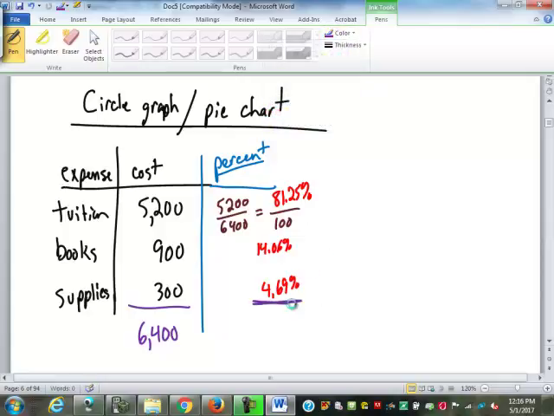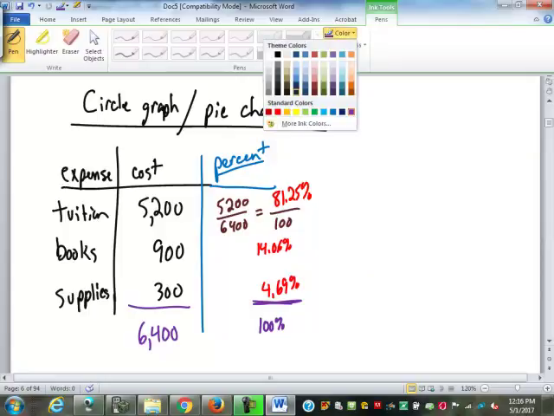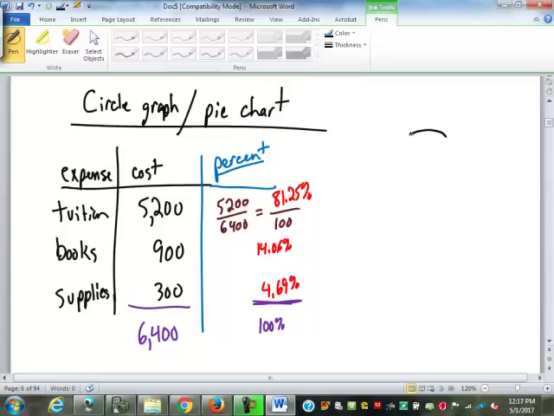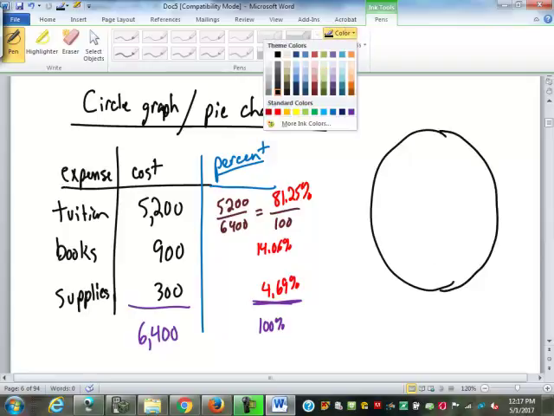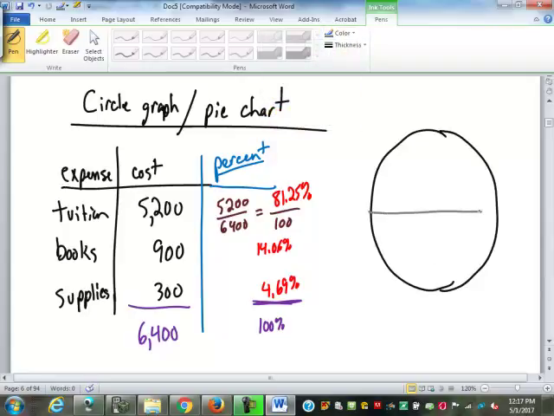If I add these up, they should come out to 100%. But because I had to round them, they might come out to like 99.8 or 100.2 or something like that. They should come out really close to 100. So when we go to graph, we know that on the circle, half of a circle is about 50%. Quarter of a circle is about 25%.